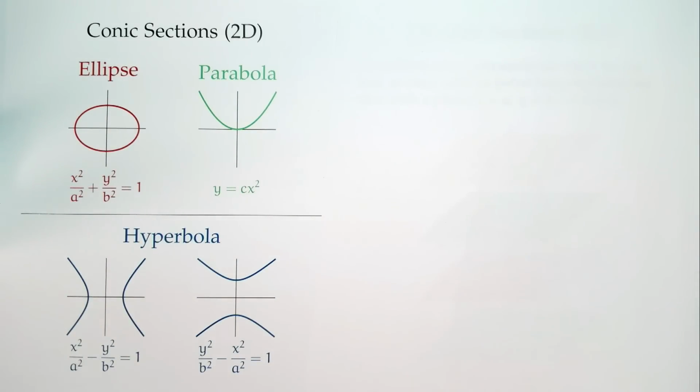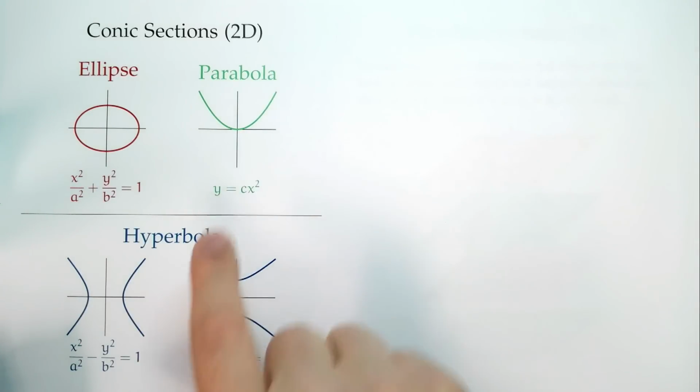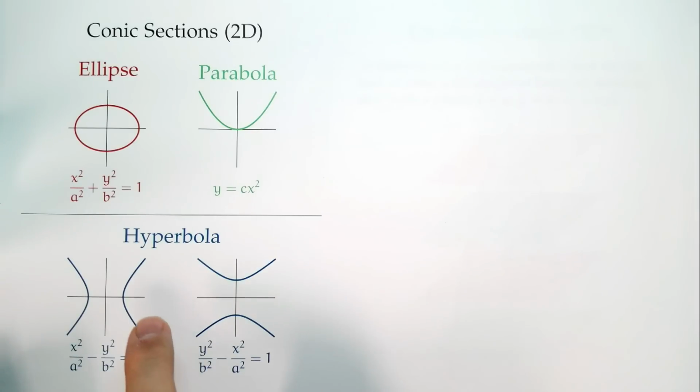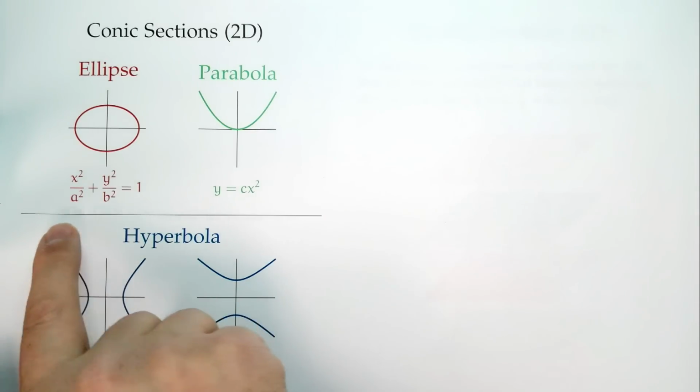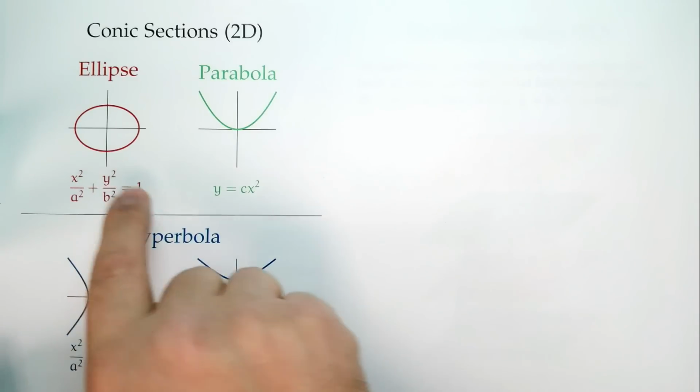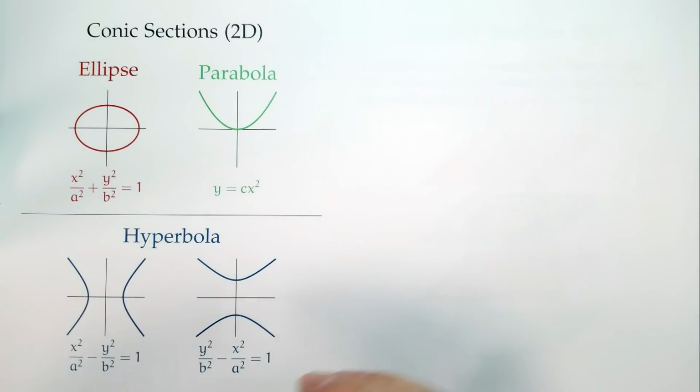So in 2 dimensions, we learned about something called conic sections, and we'll talk about why we call them conic in just a little while. And the conic sections, there's a couple of them. So there's the ellipse, the parabola, and the hyperbola. So the ellipse looks like x squared over a squared plus y squared over b squared equals 1. By varying a and b, you change the ellipse. You can make it more or less circular.